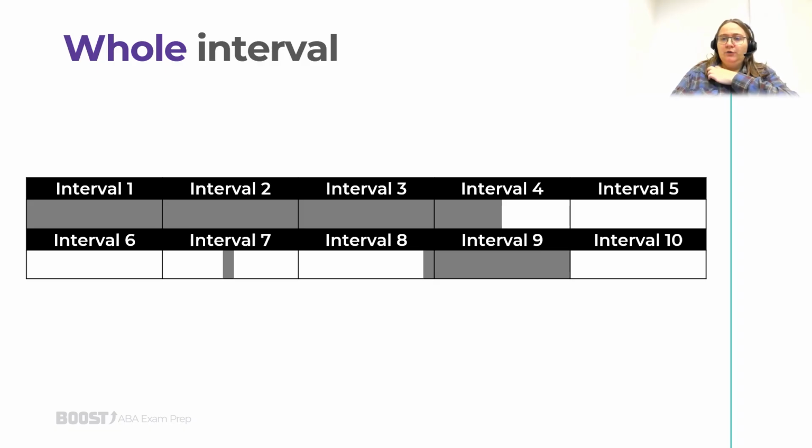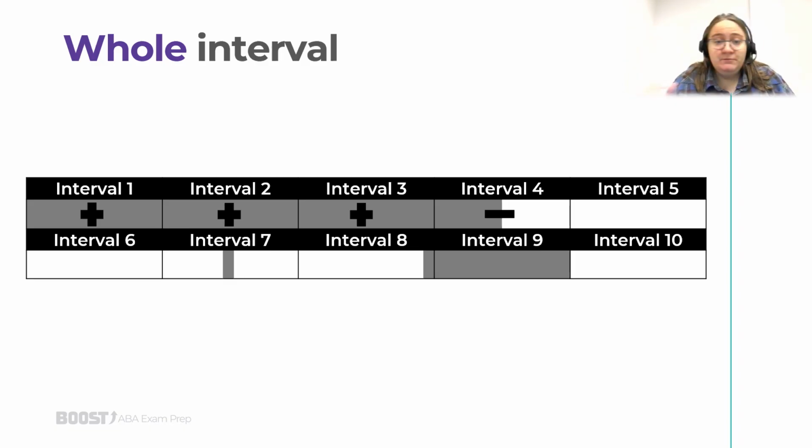And finally, whole interval. What would this look like? What would the percentage of occurrence be if we calculated the same set of data with whole interval recording? Well, for intervals 1, 2, and 3, they're occurring for the entirety of the intervals. So they would all be marked as a yes, as a plus. Interval 4 would be marked as a no, because again, it's not occurring for the entirety of the interval. For whole interval, you mark it as a yes if it occurs for the entirety of the interval. So in this case, for the entirety of the 10 seconds.